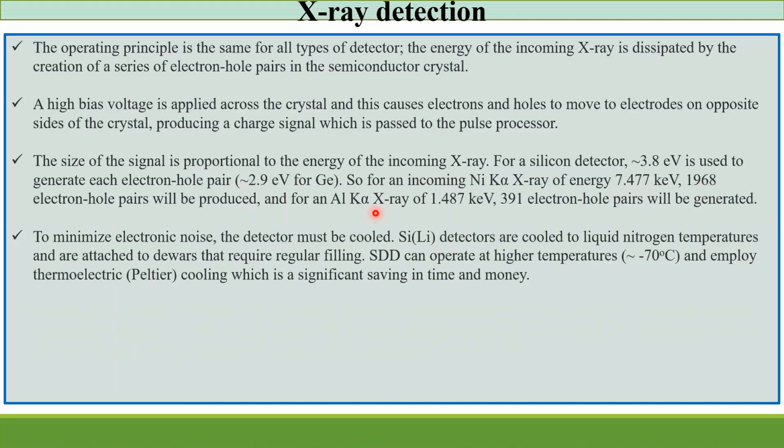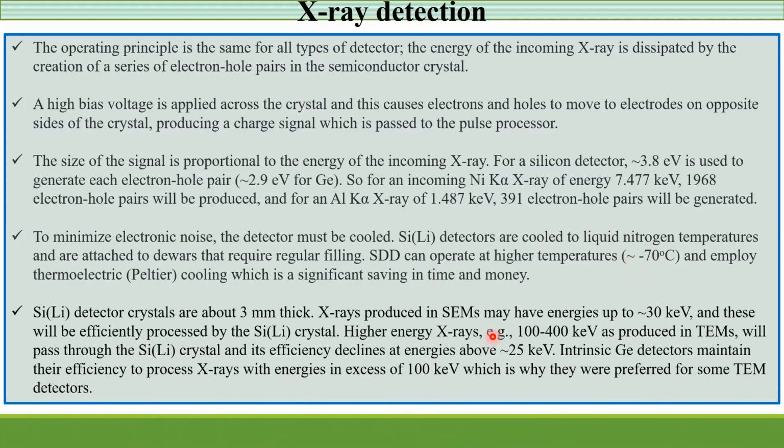To minimize electronic noise, the detector must be cooled. That's why we always use liquid nitrogen in the dewars to make it as cool as possible. SDD can operate at higher temperatures, around minus 70 degrees centigrade, and employ thermoelectric cooling, which is a significant saving in time and money. So this is the advancement, that it can operate at minus 70. It's not a higher temperature in the sense of plus 700. Compared to liquid nitrogen at minus 273, minus 70 is a higher temperature. That's what we need to understand here.